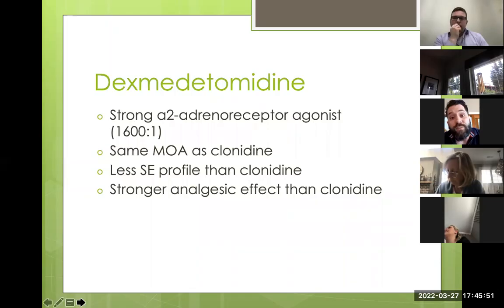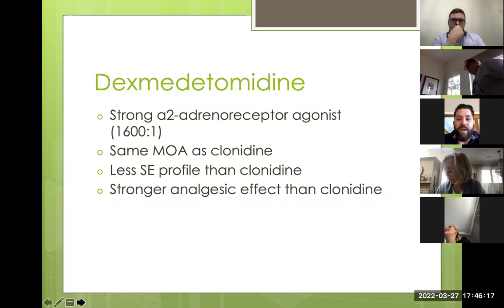That's why I prefer to use dexmedetomidine. When I first started doing opiate-free anesthesia, Precedex, dexmedetomidine, was still proprietary, so it was very expensive. Now dexmedetomidine, if you have the smaller vials, is cheaper than the big vials of clonidine IV formulation. So I prefer to use dexmedetomidine. Mechanism of action is going to be the same as clonidine, with a little less side effect profile.